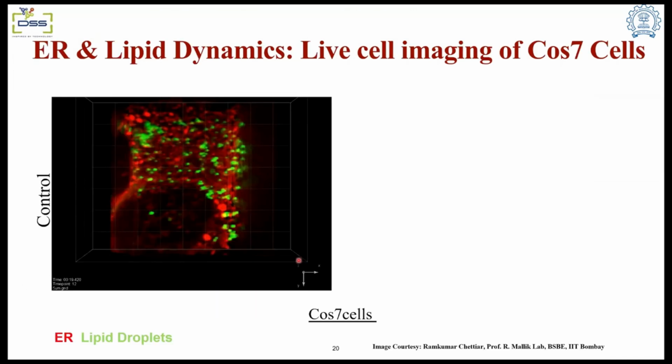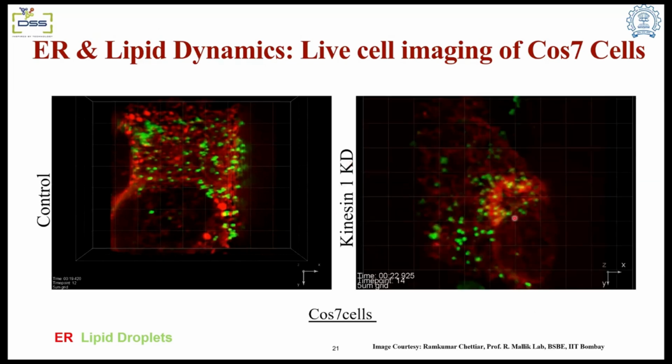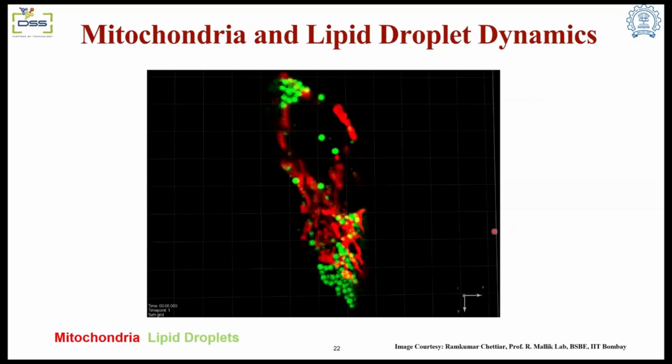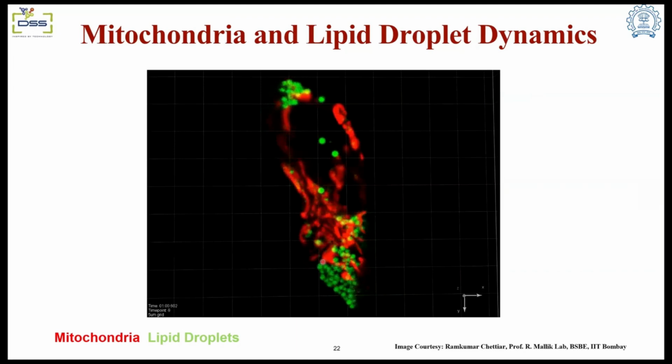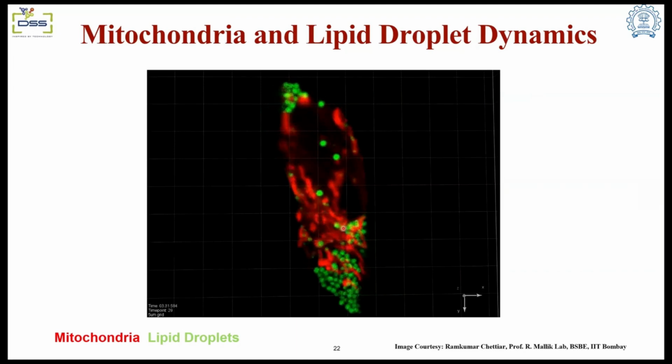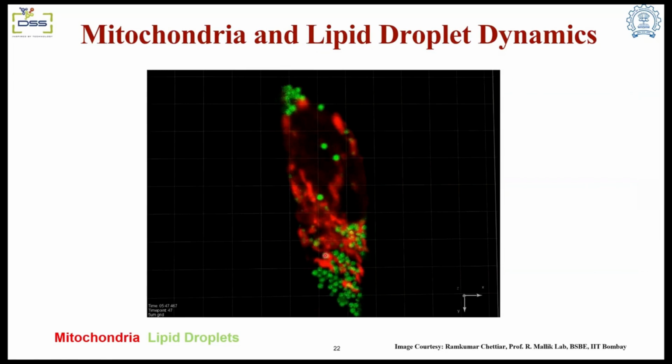ER and lipid dynamics in live cell imaging of COS7 cells. Here, if you see, the lipid droplets have a lot of dynamics and they are really interacting with the ER. The red is the mitochondria, which is tagged with a marker, and the green are the lipid droplets with a tag. Here you can see the interaction, in this area, of how the lipid droplet is interacting with the mitochondria.